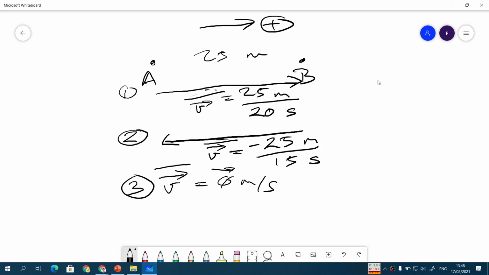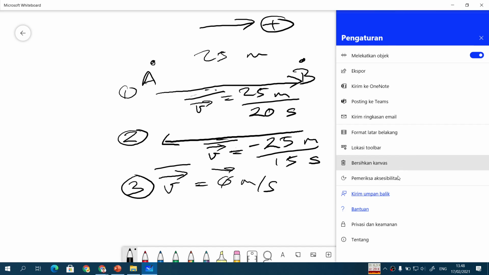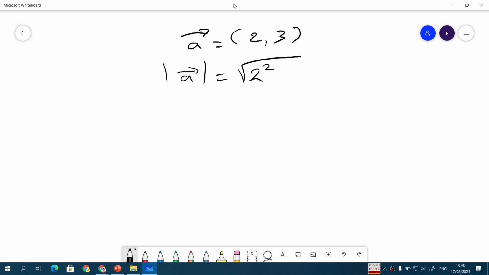So for example, if I have, let me clean my canvas again. If the vector a is 2 and 3, then the length of the vector a is the square root of 2 squared plus 3 squared, which is 4 and 9, that is the square root of 13. This is the magnitude or the length of the vector a.